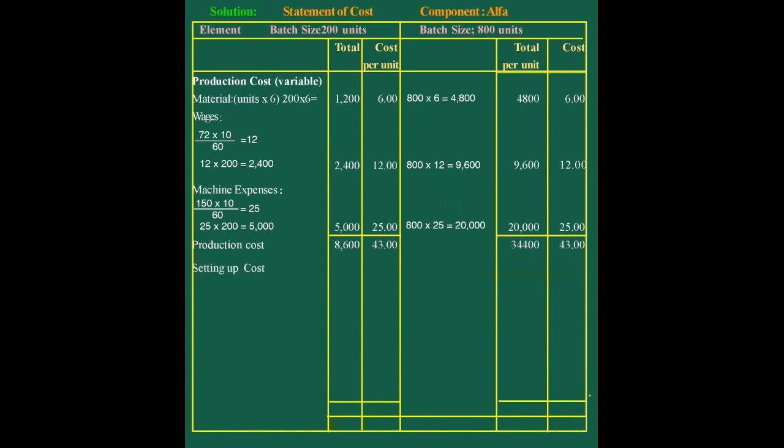Now let us go to setting up cost. Setting up cost is for wage and machine expenses only. There is no setting up time for material. So first we are going for wages.